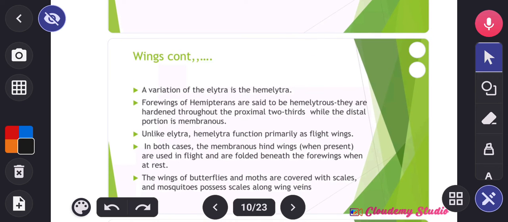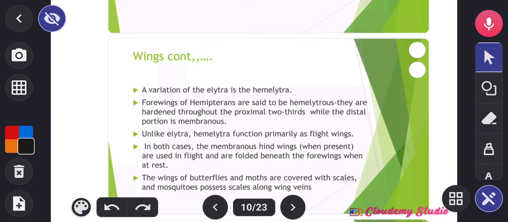Now, there is a variation between the elytra and the hemelytra. The forewings of the hemipterans are said to be hemelytrous. They are hardened throughout the proximal two-thirds, while the distal portion is membranous. That is the hemipterans. The forewing is said to be hemelytrous, which is hardened, and the distal end of it is said to be membranous.